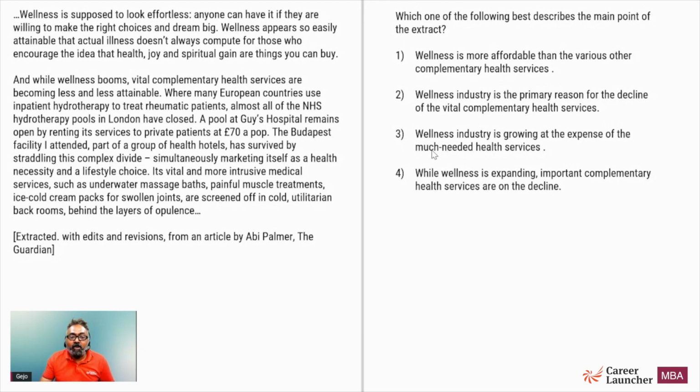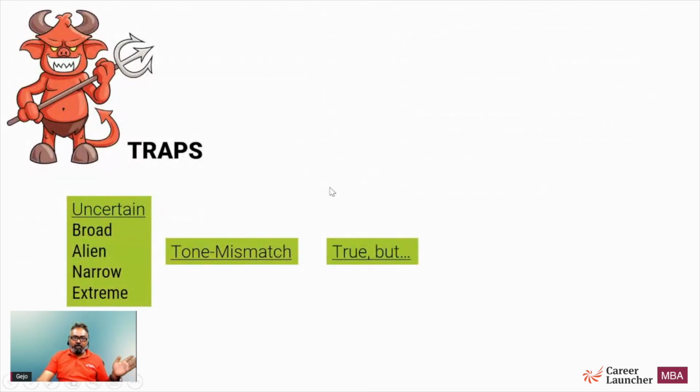So, ladies and gentlemen, when you look at the traps, these are the traps: uncertain, broad, alien, narrow, extreme, tone mismatch, true but not the answer. Now, I have seen in some of the mock tests that the question setter creates a trap by putting a very difficult word to comprehend into the option. We don't know the meaning of the word, so the reason I don't understand the option is because I don't know the meaning of that particular word.